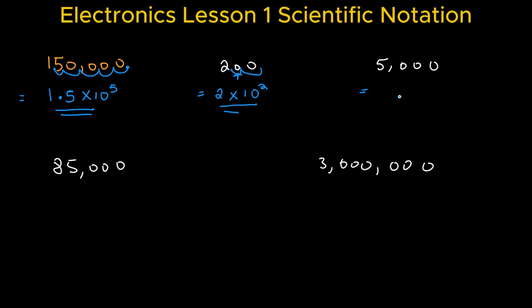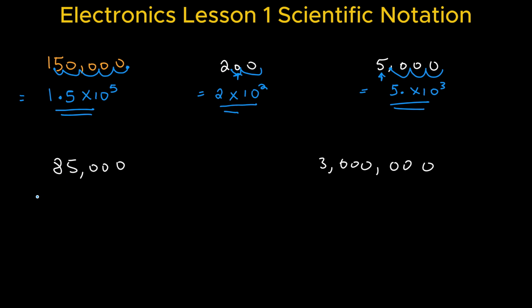Now what about this one here? What I like to do is put the decimal, and then I'll take this number and put it here, and the decimal is right here, and let's move towards the right. 1, 2, 3, and this will be to the 3rd power. Now let me know down in the comments if you're getting the same answers as I am.